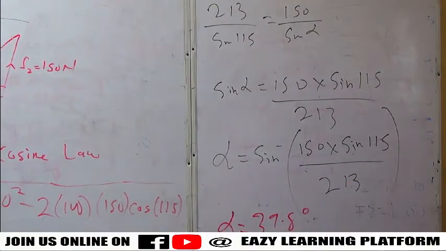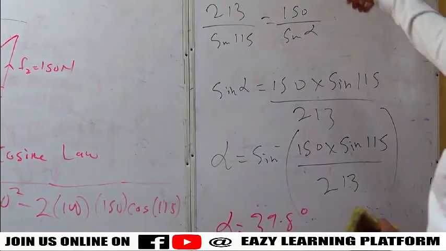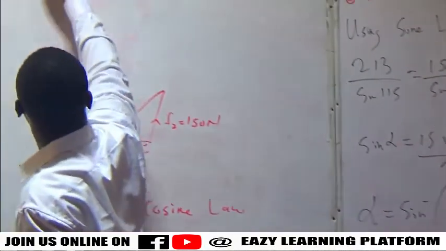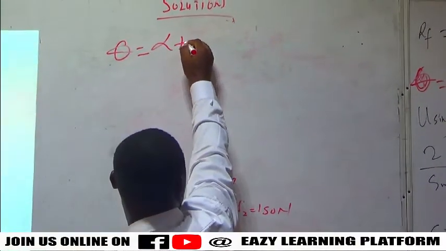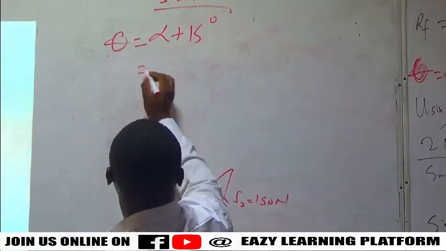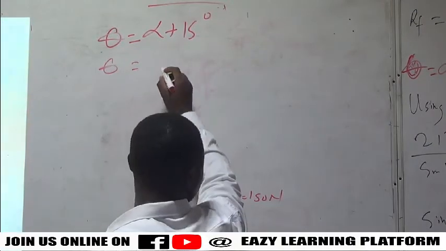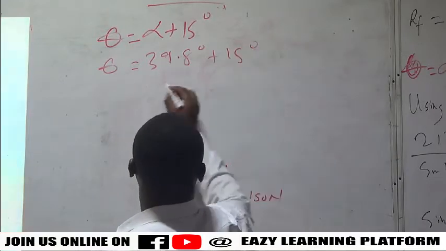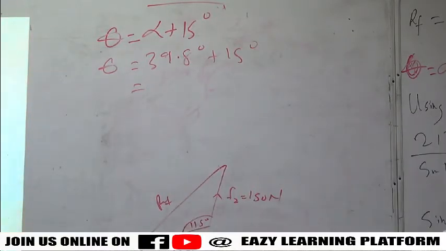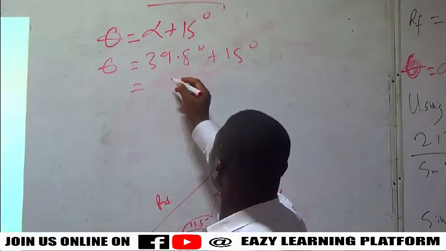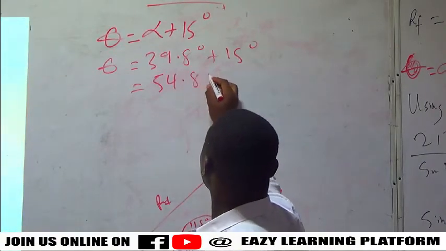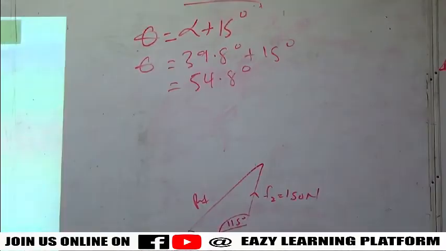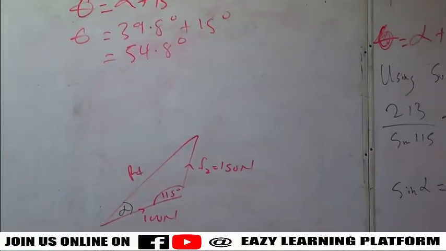Now, having found alpha, what will be your theta? Our theta is equal to alpha plus 15 degrees. So theta is equal to 39.8 degrees plus 15 degrees, and that will give us 54.8 degrees. So that is theta, thus the direction theta.